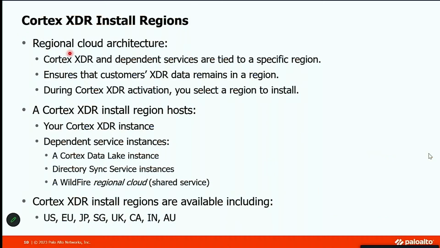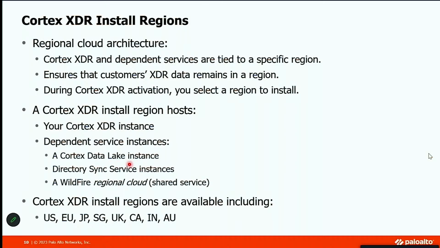Why is that important? Well, with a regional cloud architecture, all of Cortex XDR and the dependent services are tied to a specific region to ensure that the customer data remains within that region. It might be a government requirement or a corporate requirement, a regulatory requirement of some kind. It often is. So during the activation, you get to select the region to install, and the region will be the same region as your Cortex Data Lake instance, and the same as your Wildfire as well. You can't make them separate.